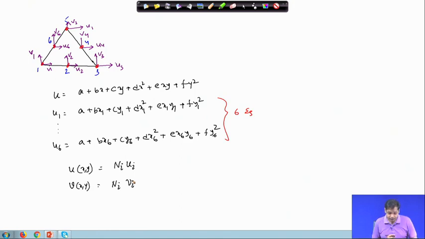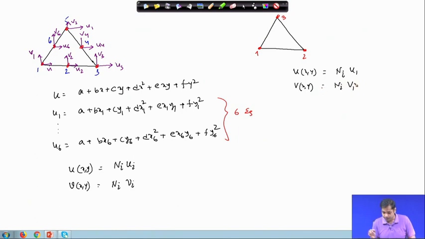Now, let us compare this with the 3 noded triangle. For the 3 noded triangle also, we already derived the expressions for N, right. This is node number 1, node number 2 and node number 3, and there also we had u(x,y) equal to summation Ni ui, the expression is the same, and v(x,y) equal to summation Ni vi. The only difference is here you have summation over only 3 nodes, there you have summation over 6 nodes.